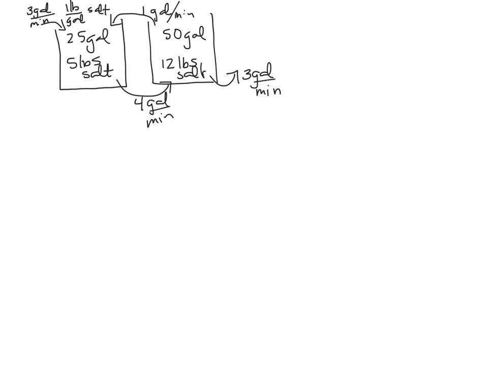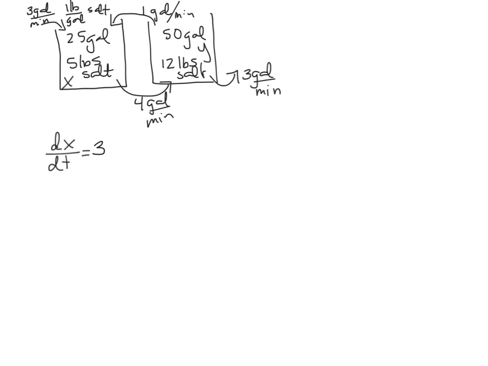So let's call this one right here tank X, or the amount of salt in tank X, and the amount of salt in the second tank, let's call that Y. So our first differential equation is going to be for the amount of salt in tank X. Now what I'm going to do is ignore that this other tank exists, and concentrate only on this left tank here. Now what's going into the tank? The first thing going into the tank is 3 gallons per minute, and it's got 1 pound of salt per gallon. So if I multiply those together, I have 3 pounds of salt per minute going into the tank there.